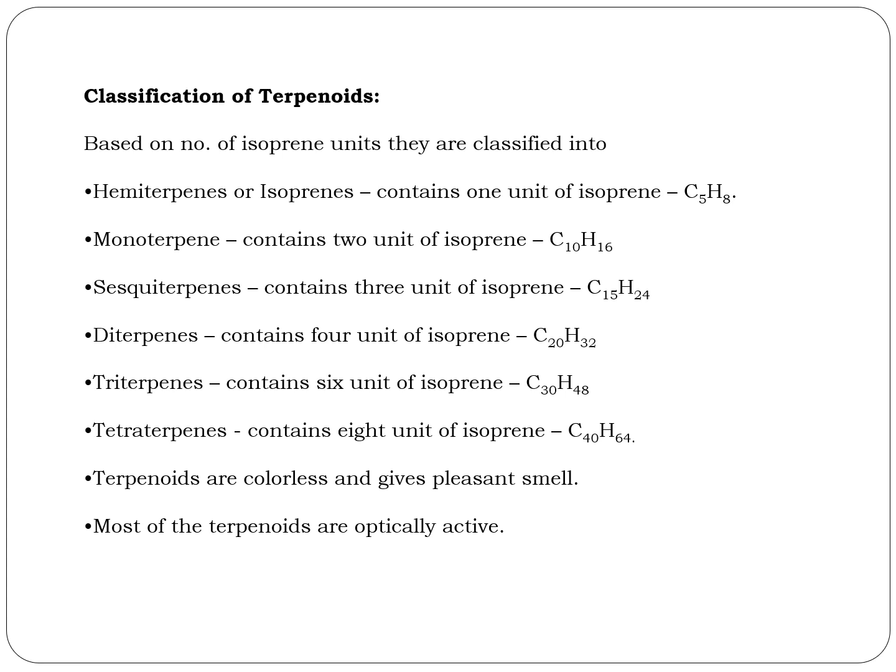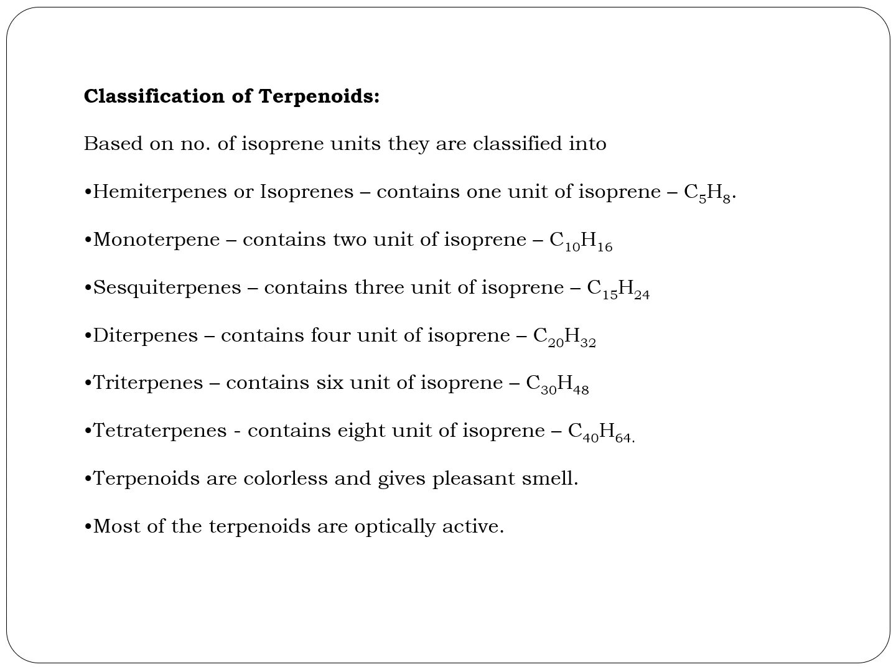Classification of terpenoids. Based upon the number of isoprene units, they are classified into different types. Hemiterpenes or isoprenes contain one unit of isoprene, whereas monoterpenes contain 2 units of isoprene, representing the molecular formula C10H16. Likewise, sesquiterpenes contain 3 units of isoprene, representing C15H24.